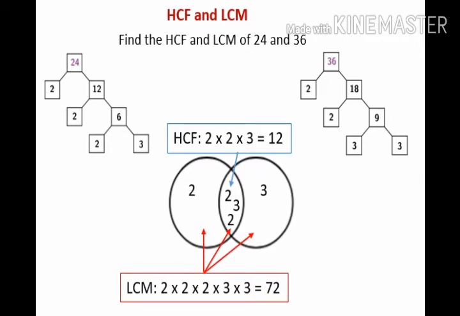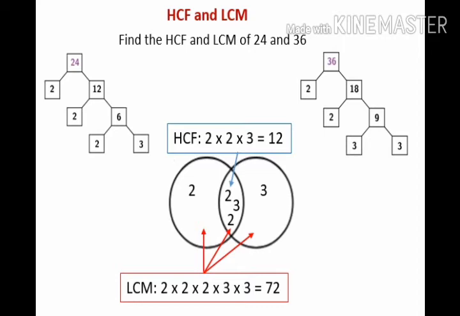In the next picture, we will do both LCM and HCF for the same numbers. So what is the question? Find the HCF and LCM of 24 and 36. So again you have to do the prime factorization. Then we will find out the common factors of 24 and 36. As you previously did, the HCF will be 12.